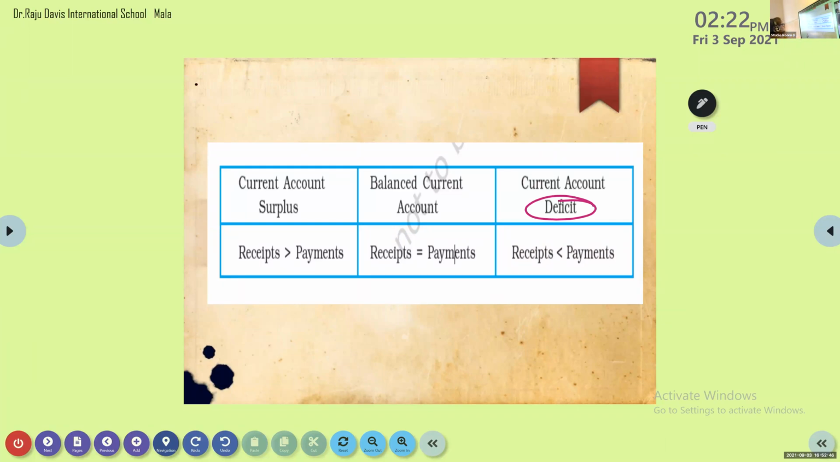So three situations are given. Current account surplus, where the receipts will be more than payments. Balanced current account, where receipts will be equal to payments. Current account deficit, where receipts will be less than payments. What is given in your textbook? Surplus. Okay, so you can change that. In the new textbook, they have corrected it.